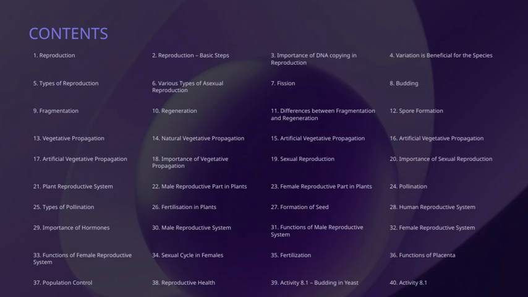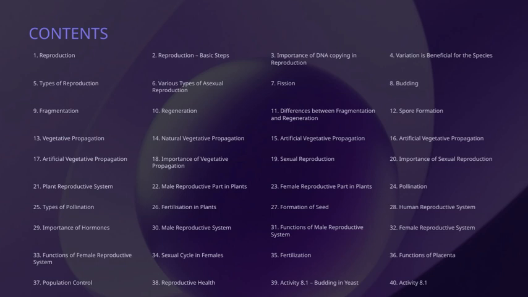Next, we focus on human reproductive systems, highlighting the functions of male and female reproductive organs and the importance of reproductive health. We also examine plant reproductive systems, including the female and male parts, pollination, and fertilization in plants. A significant part of our discussion covers vegetative propagation, a type of asexual reproduction that allows plants to reproduce through parts like tubers, stems, or leaves. This includes natural methods like fragmentation and regeneration, as well as artificial techniques like grafting and budding.